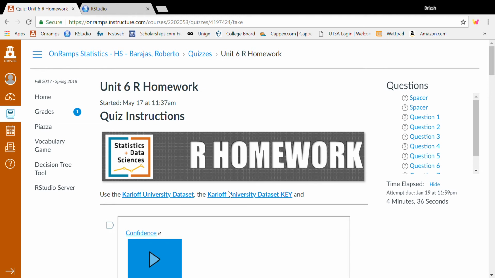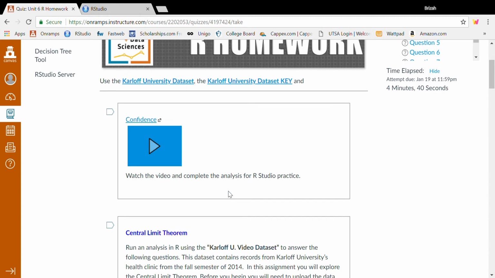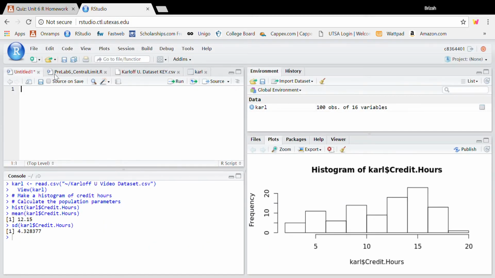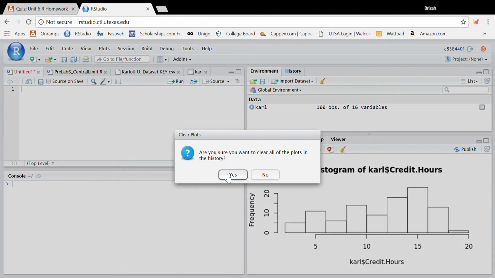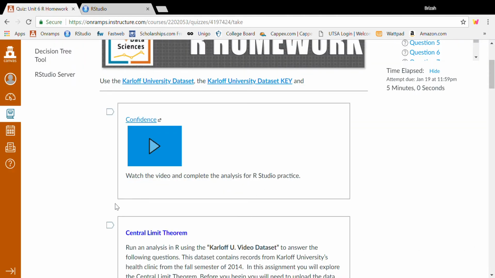And as you know, Unit 6 is sampling distribution. So let's get started. Like it says here, use the Karloff dataset, and the key for the Karloff dataset, which I'm pretty sure everyone has, is this is Unit 6. Let's get started. Make sure you already have at hand your Prelab 6 script and all the dataset and such, and an R script.